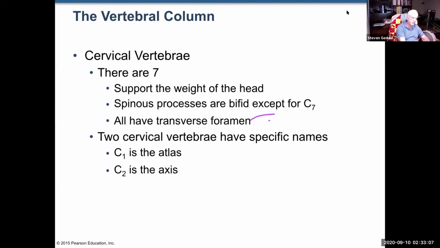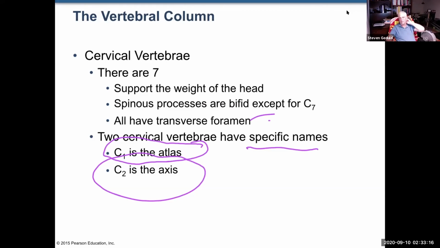And there are 2 cervical vertebrae that have specific names. You need to know these. C1 is the atlas. C2 is the axis. So the first cervical vertebra is called the atlas. The second cervical vertebra is called the axis. And they allow different functions because of their shapes.